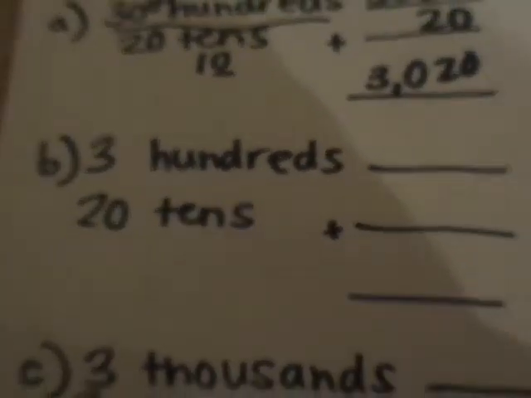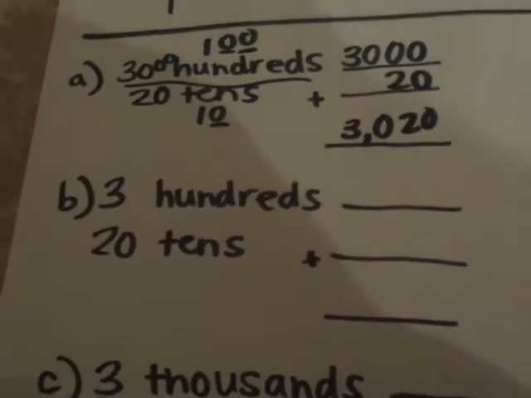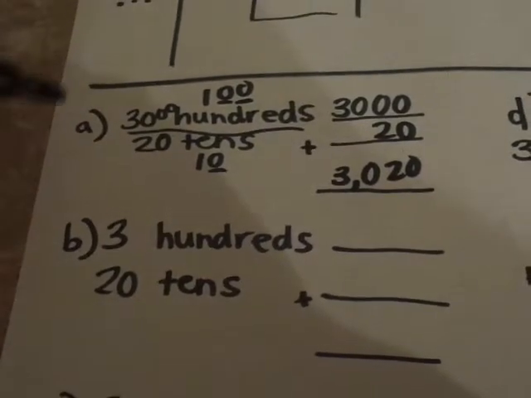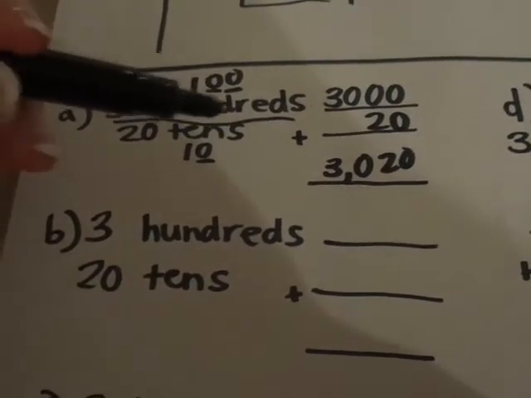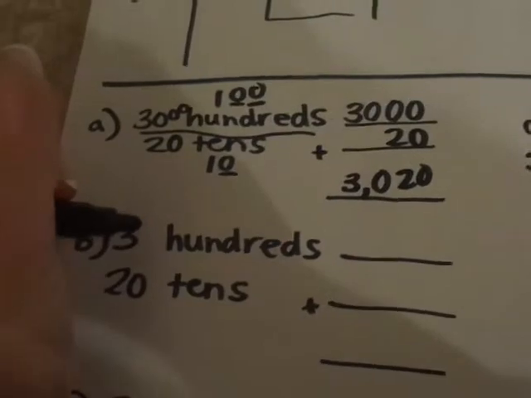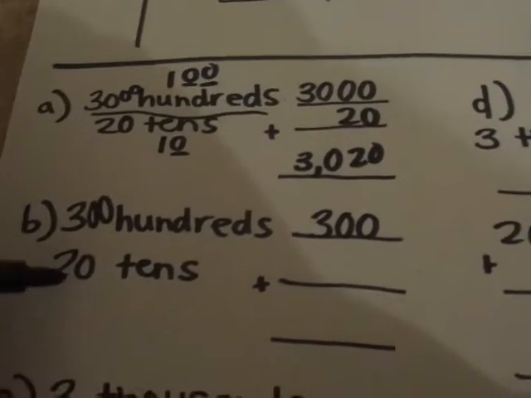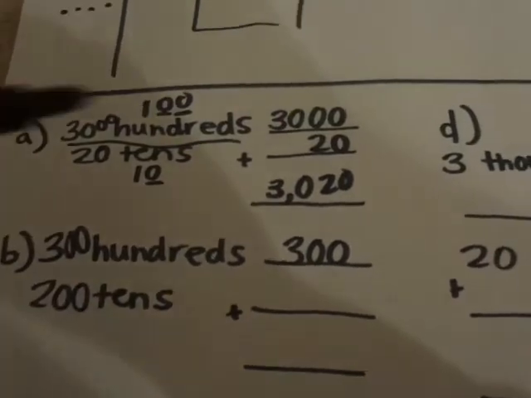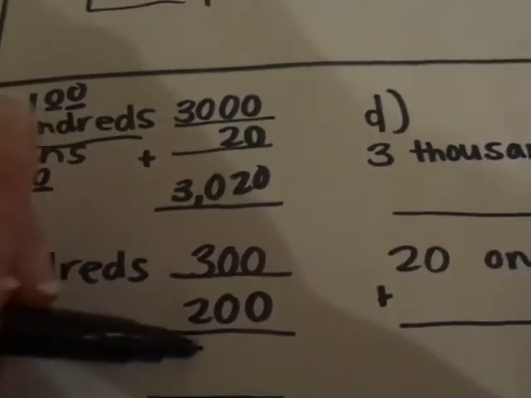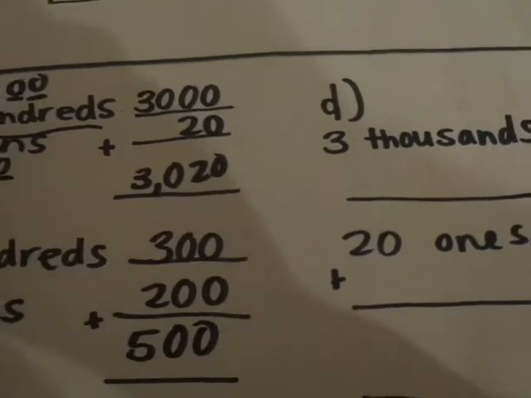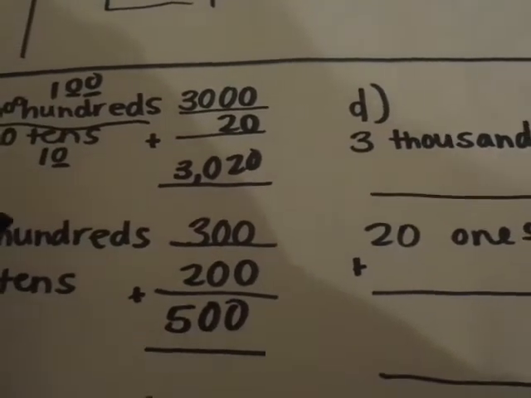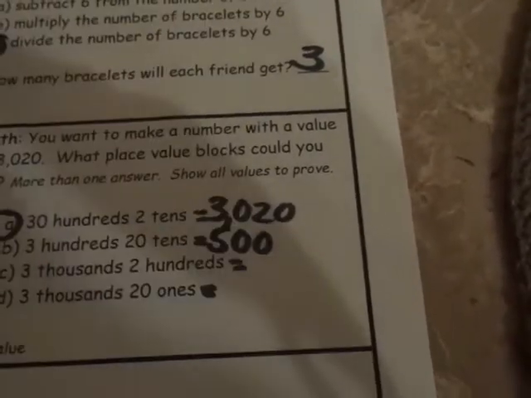B, 3 hundreds plus 20 tens. Now think of that little trick I just gave you. You can put 2 zeros on the end of your hundreds. 3 hundreds equals 300. 20 tens, put 1 zero on the end of that. That equals 200. 300 plus 200 equals 500. That is not equal to 3,020. So we'll write 500 here and X that out.